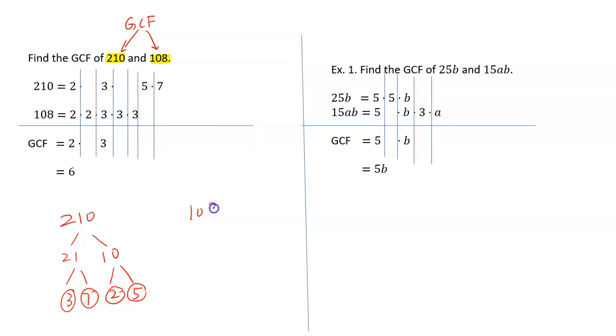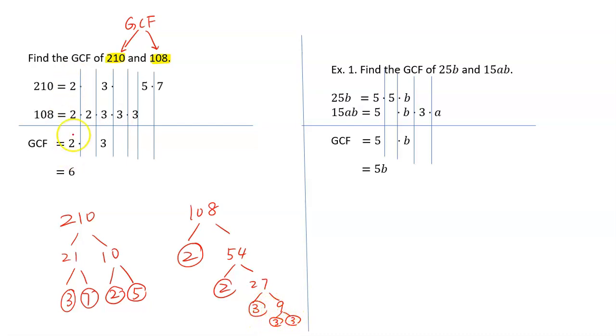And for 108, we also break it down. Let's say it's 2 times half of it, which is 54. And 2 we cannot break down, but 54 we can break down as 2 times 27, and 27 can be broken down as 3 times 9, and 9 can be broken down as 3 times 3. So the factors of 108 are 2 times 2 times 3 times 3 times 3.